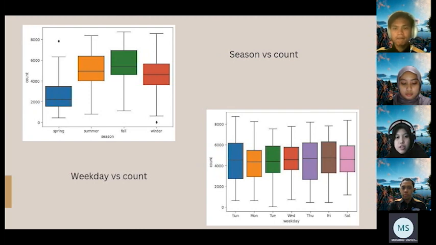Next, for the weekday versus count, which is from Sunday to Saturday, the median for Sunday is more than 4,000. Monday is also more than 4,000, and it is the same for Tuesday, Wednesday, Thursday, Friday, and Saturday, so there is no big difference, which is more than 4,000.